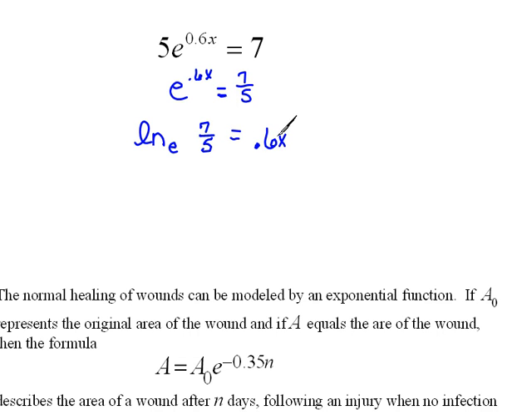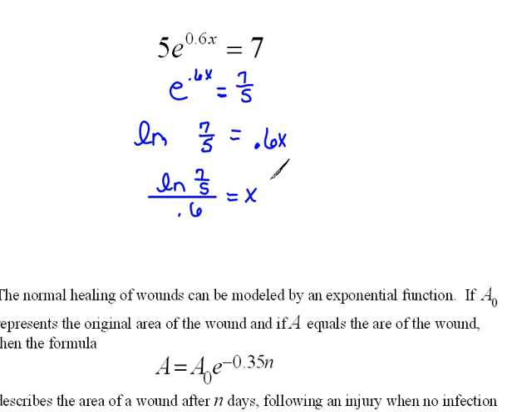Now remember to double check yourself and make sure you're correct. You can always switch it back to exponential very quickly. Make sure we have those numbers in the right spot. Now we don't put our e there, that's bad form. It's just the natural log of 7/5 equals 0.6x. Now to solve for x, we're almost there. We just have to divide both sides by 0.6. So the natural log of 7/5 divided by 0.6 equals x. This is our exact answer.